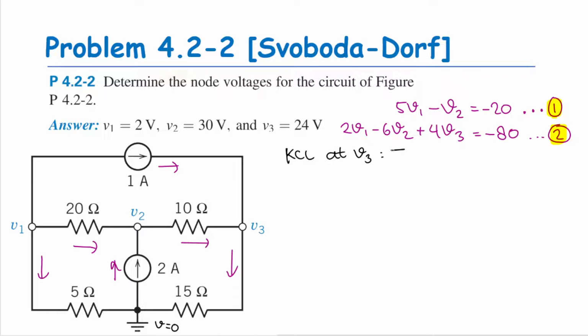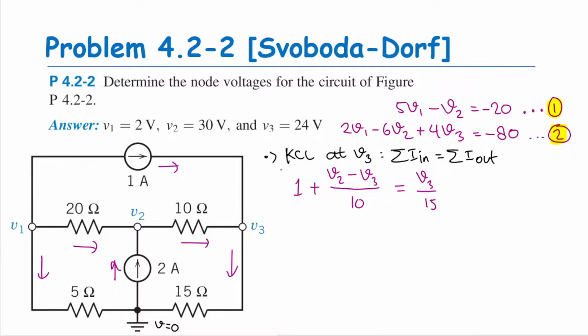Okay, KCL says that the sum of the currents that go in will equal the sum of the currents that go out. There are 2 currents that go in, which is 1 here, and then plus, I think I should use purple, there is one current that goes in here. This is one, and then this current also goes in, so we will have plus V2 minus V3 divided by 10, and then we will have another current that goes out, which is V3 minus 0, or V3 divided by 15.